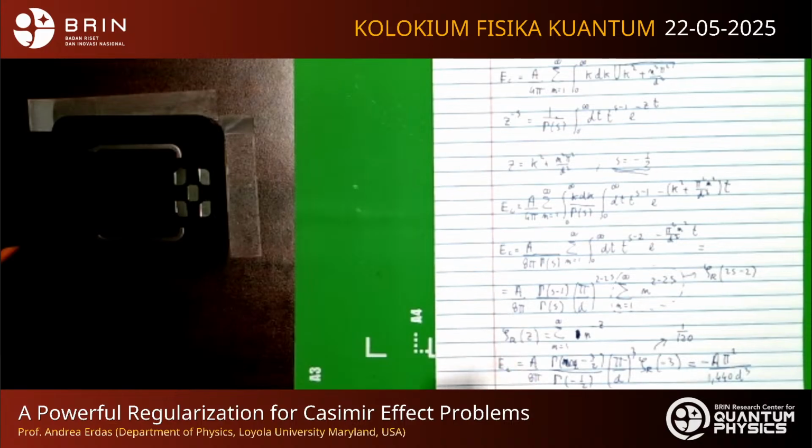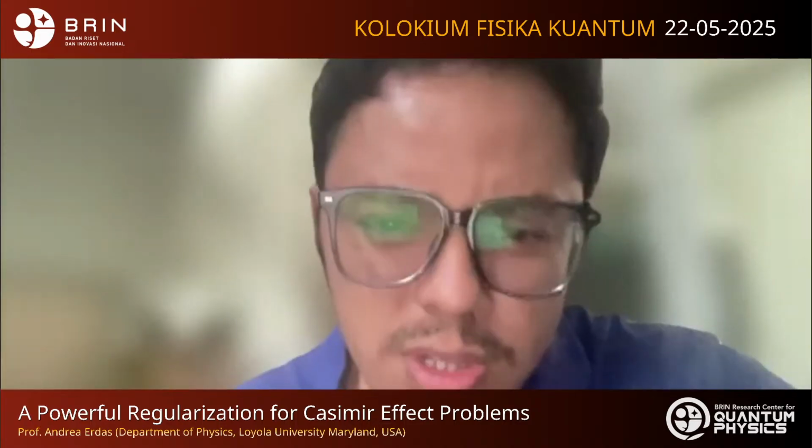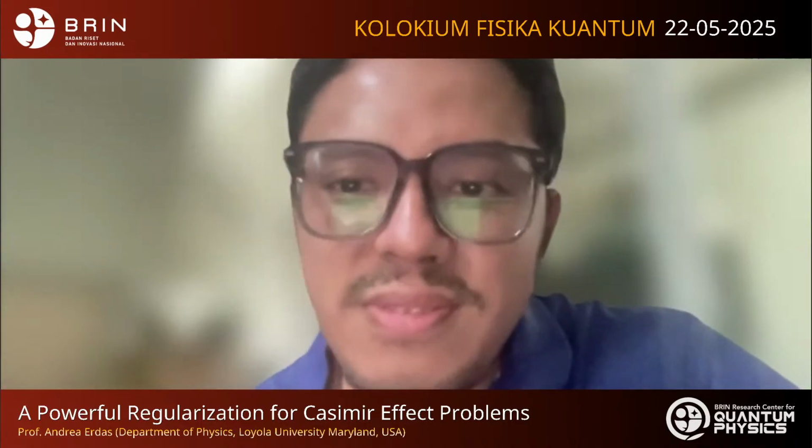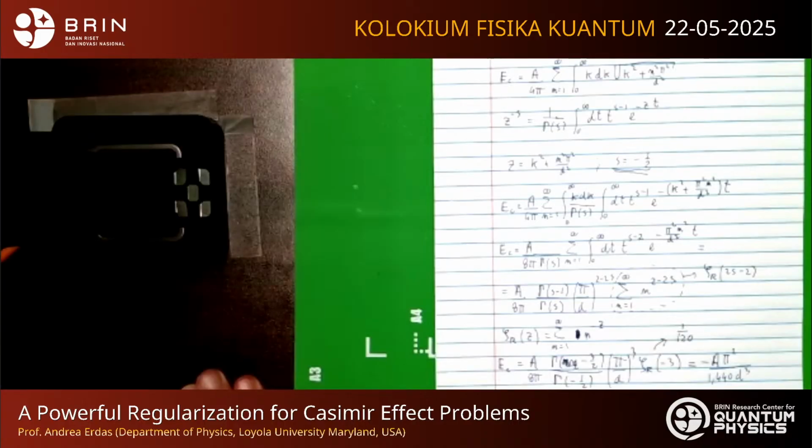May I ask a question? Yes, please. So in the case of using the regularization method in the previous one, to calculate the Casimir effect, you consider the energy difference, if I'm not mistaken. But now, when you calculate using the zeta function method, suddenly you do not consider the energy difference. Yes, exactly. That's a good point.